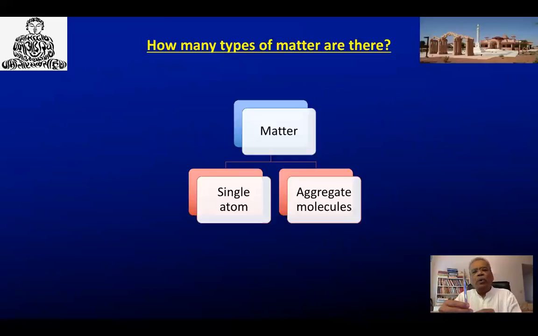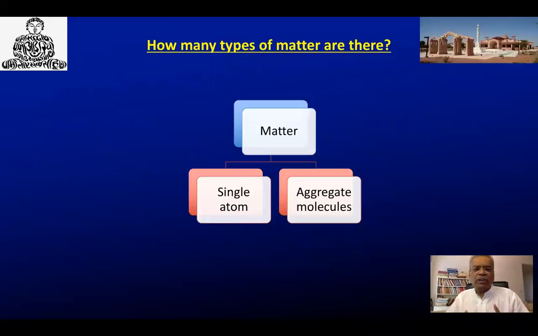How many atomic particles are present in this pencil? Infinite atomic particles are present in this pencil. How many particles are present in this visiting card? Infinite matter particles are present in this visiting card. So all those things, they are called aggregate molecule. Single atom and aggregate molecule. So those are the things.